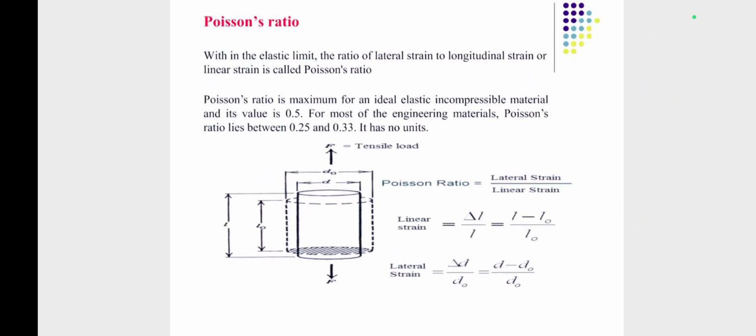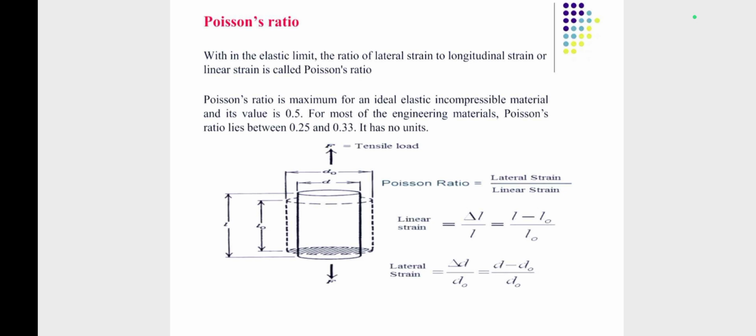Next terminology is Poisson's ratio. Within elastic limit, the ratio of lateral strain to longitudinal strain is known as Poisson's ratio. Poisson's ratio is maximum for ideal elastic incompressible material, and its value is 0.5. For most of the engineering materials, Poisson's ratio lies in between 0.25 to 0.33. As it is a ratio of lateral strain to linear strain, it has no unit.